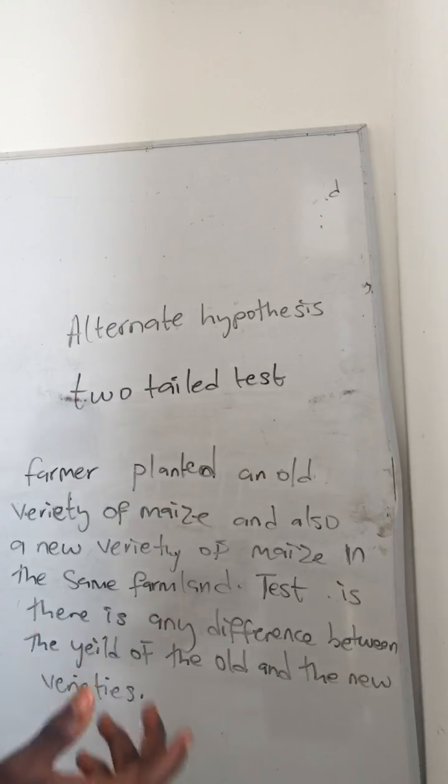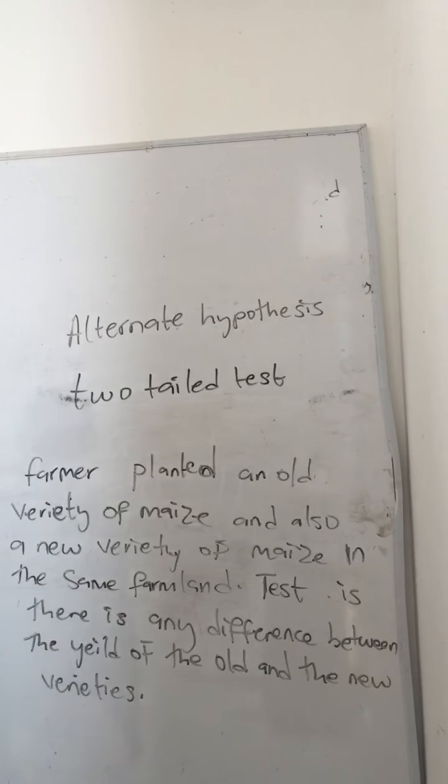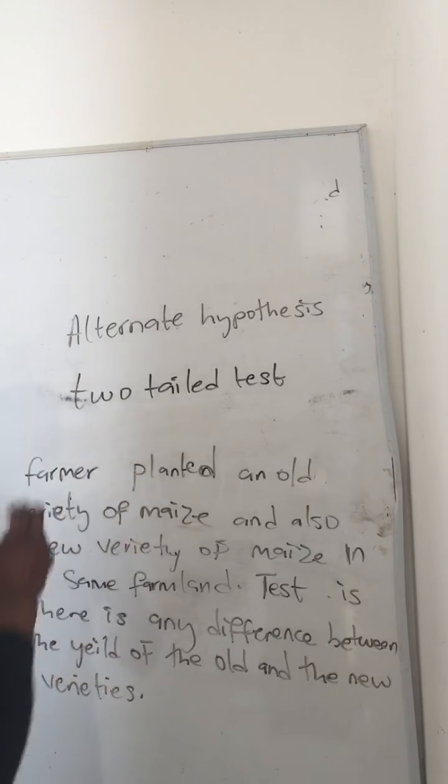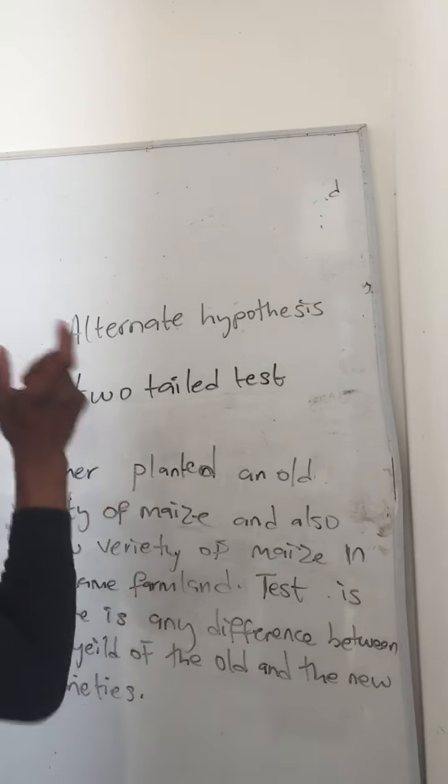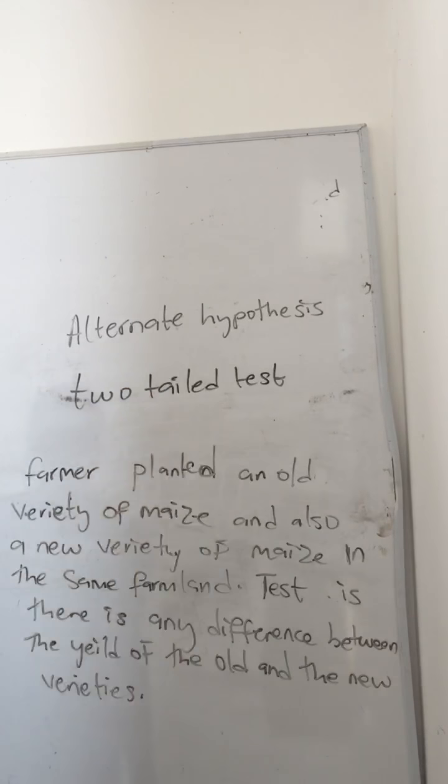Okay, so we're taking a question. We have a problem here, and we see how to set the alternate hypothesis and also see the two-tailed hypothesis. Remember, we said that the two-tailed hypothesis is also a non-specific test. We use the two-tailed when the test is non-specific. Okay, let's see. A farmer planted an old variety of maize and also a new variety of maize in the same farmland. So we are testing.